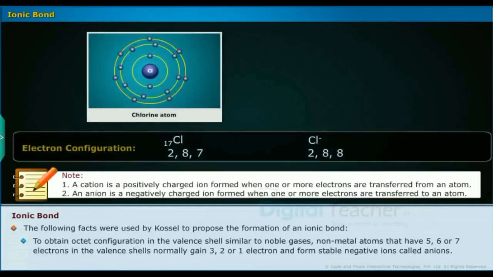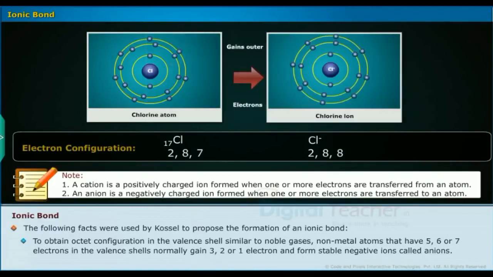A cation is a positively charged ion formed when 1 or more electrons are transferred from an atom. An anion is a negatively charged ion formed when 1 or more electrons are transferred to an atom. Let us learn about the formation of ionic bond.